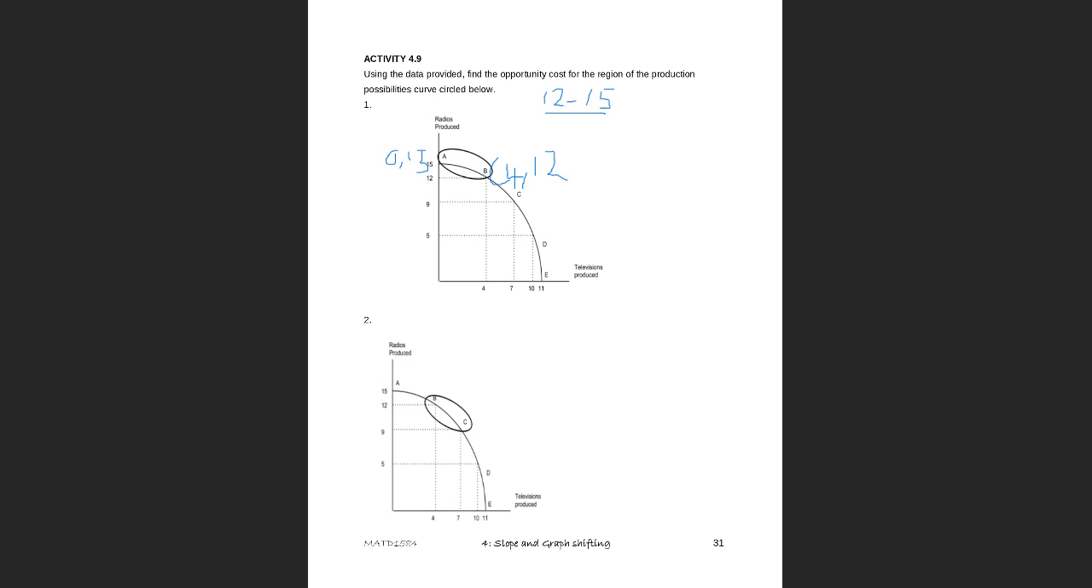12 minus 15, divided by 4 minus 0. Then if we simplify, we are going to get minus 3 over 4. So this is from A to B.